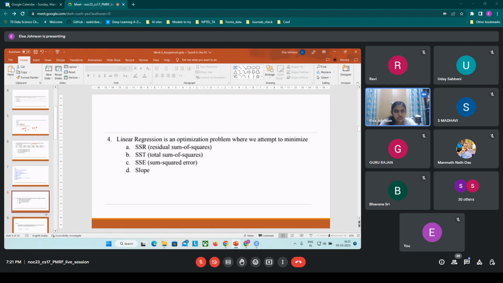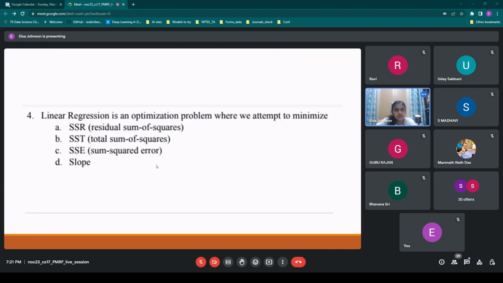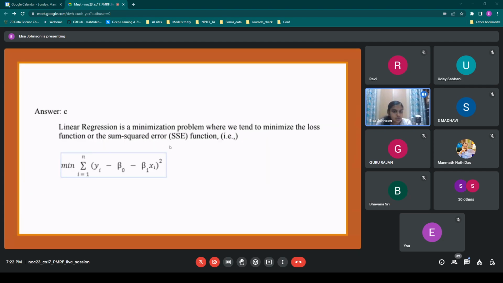Now, the next question is, linear regression is an optimization problem where we attempt to minimize what of these variables? Sum of the squared errors. Okay, so the answer is C. It's a minimization problem. We tend to minimize the loss function or the sum squared error function. So minimization of yi minus the predicted y, which is beta naught plus beta 1 xi, the whole square. Okay. Next question.